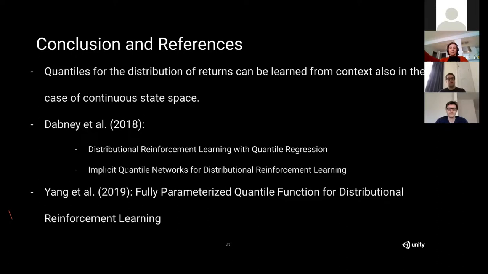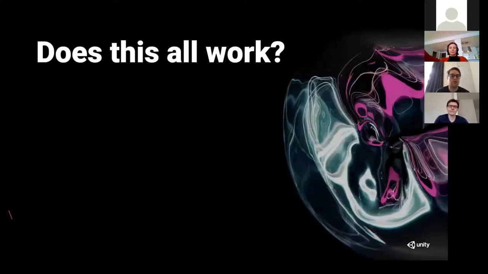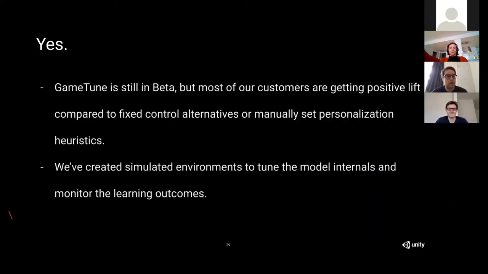Let's just say these implicit quantile networks and this fully parameterized quantile function are two approaches that are more advanced. They add more parameters to the quantile distribution. I want to finish by answering the question of whether this all works. Briefly, one can say it does, simply by judging how GameTune is doing.